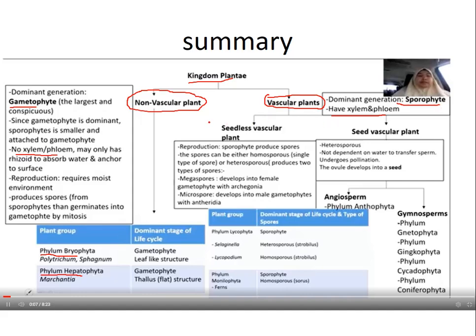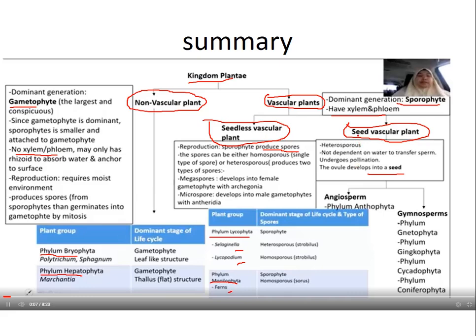Vascular plants are then subdivided into two: seedless vascular plants and seed vascular plants. Why is it called seedless vascular plant? Because they produce spores, whereas seed vascular plants have development of seed. Under the seedless vascular plants, there are two phyla: phylum Lycophyta and phylum Monilophyta. Examples of phylum Lycophyta are Selaginella and Lycopodium, and examples of phylum Monilophyta are ferns.